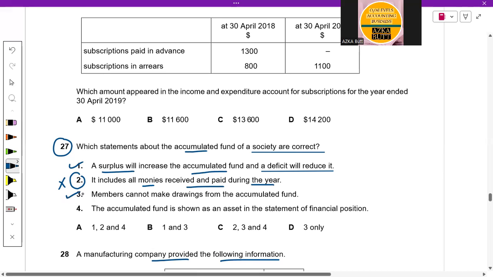So that's why this is wrong. Now let's see the third one. Members cannot make drawings from the accumulated fund. So this is also correct because the accumulated fund belongs to the society and it's not available for personal withdrawals by the members. So that's why this is right.